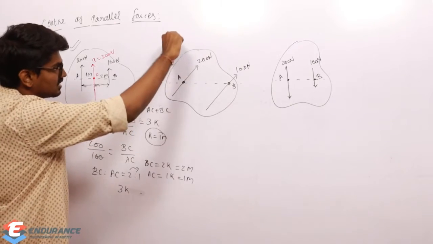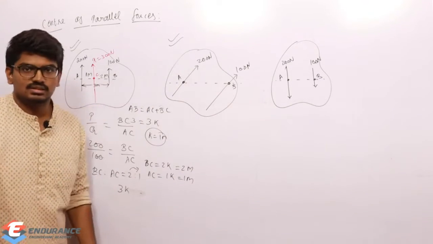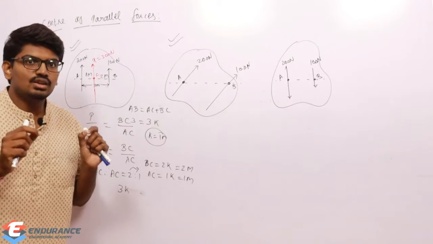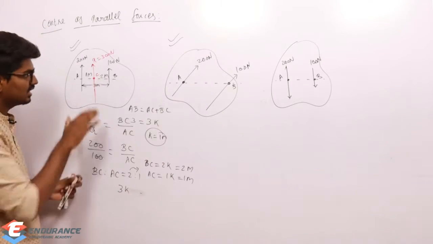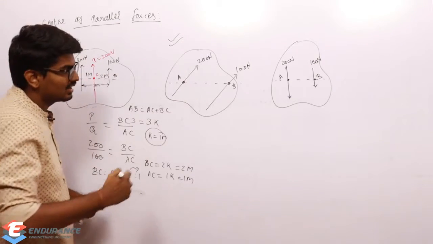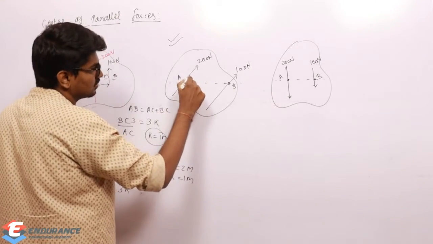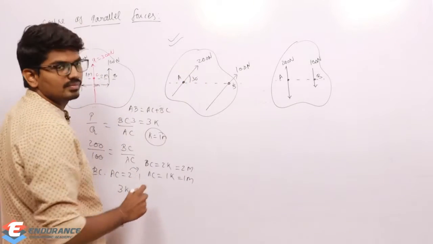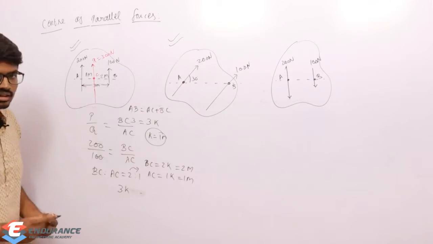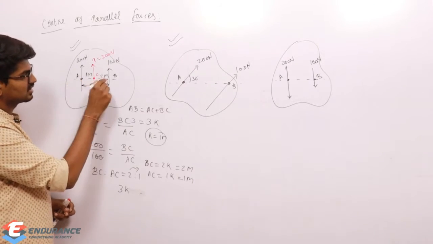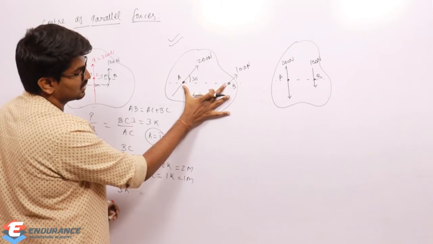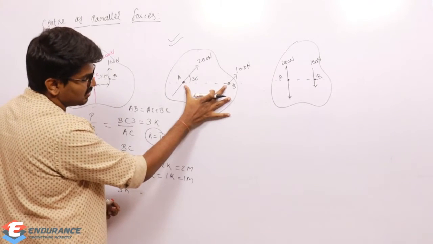Now going to the second case. What I'm doing, listen carefully. I'm just changing the orientation of these two forces. I'm not changing anything else. Let us consider I'm changing it by some 30 degrees. I'm just twisting it, but the positions are not changed. Still A and B are A and B only. So the distance between these two is 3 meters only.